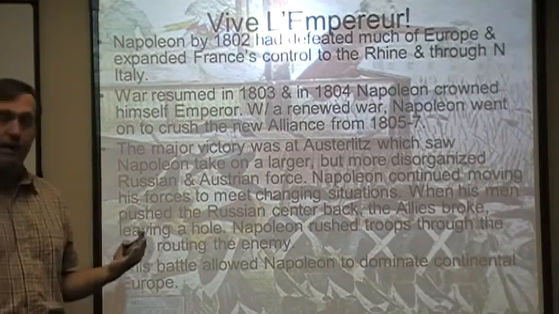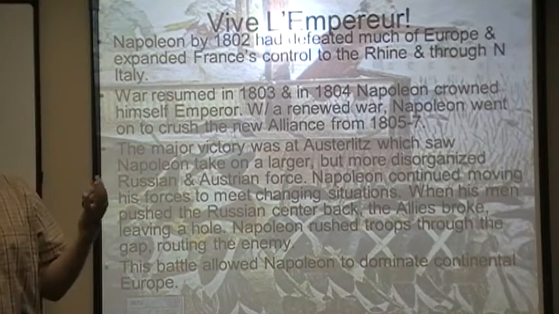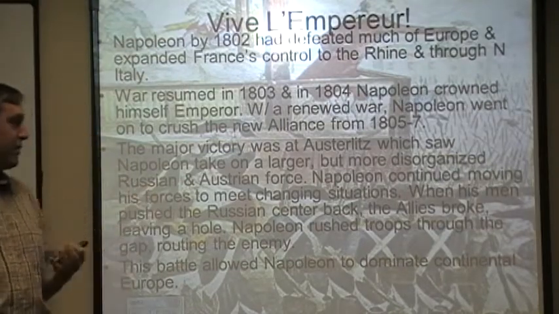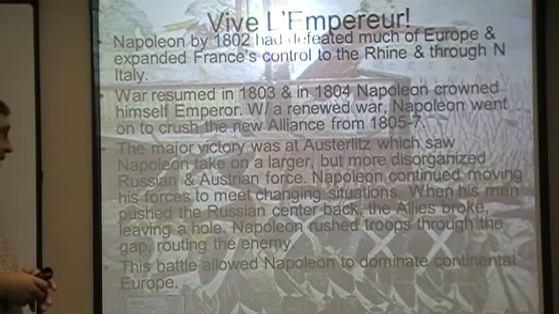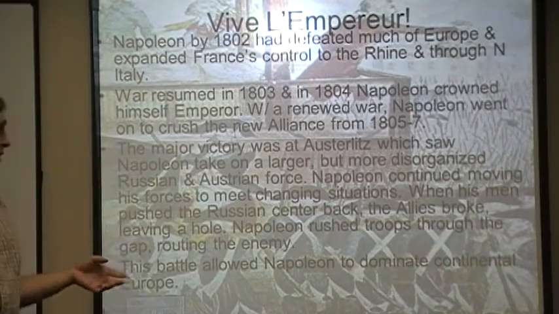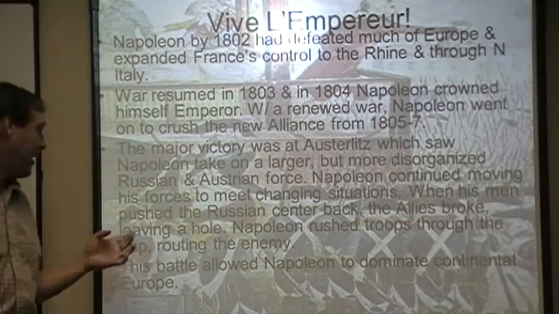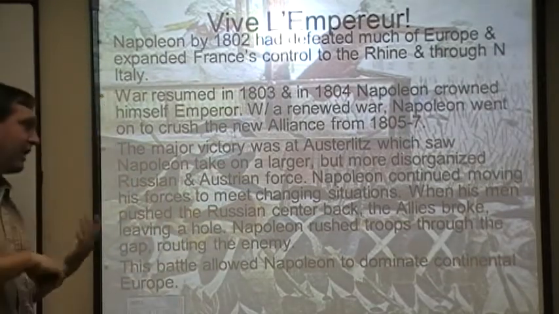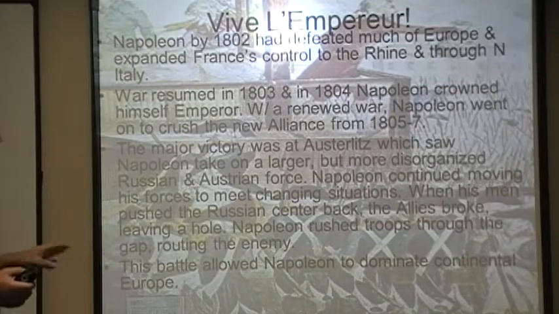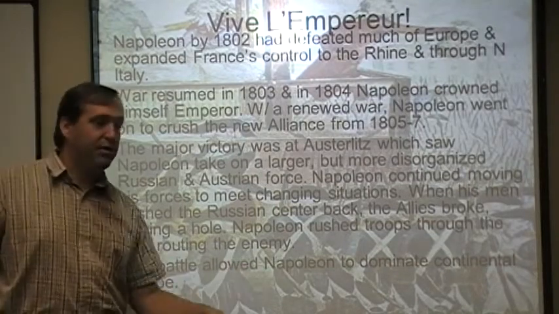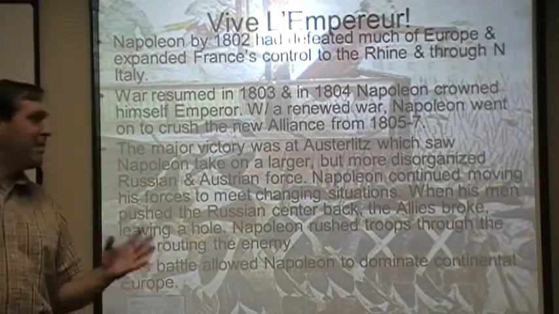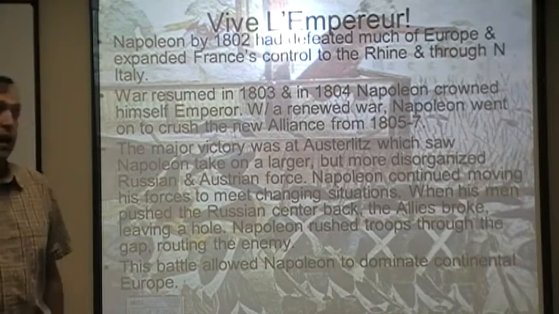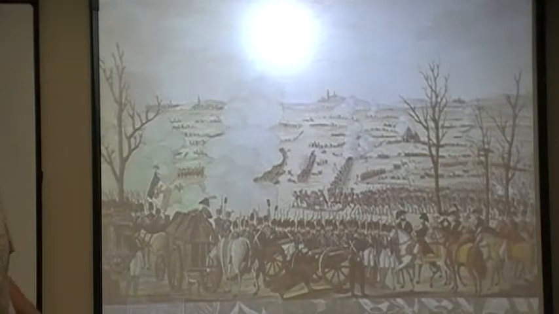That's going to snap the line, and then the Allies are going to break, because instead of one big army, there are now two smaller armies as a result of this action. The Allies are going to break and flee, and we're going to see that Napoleon is going to rush troops through this gap and is going to rout the entire enemy army. His cavalry is going to circle around behind. He's going to catch and cut down a lot of these people. All right. The battle is going to allow Napoleon to dominate continental Europe. Nobody's going to have the guts to stand up to Napoleon for another 7 years as a result of this bad beatdown.